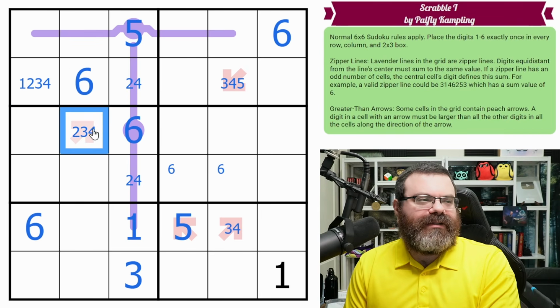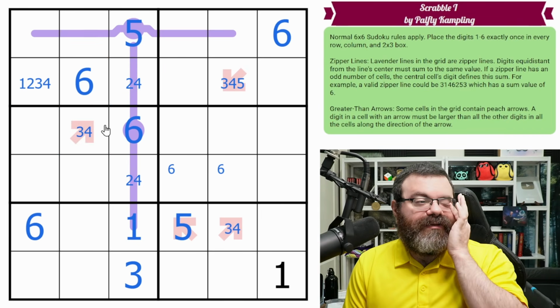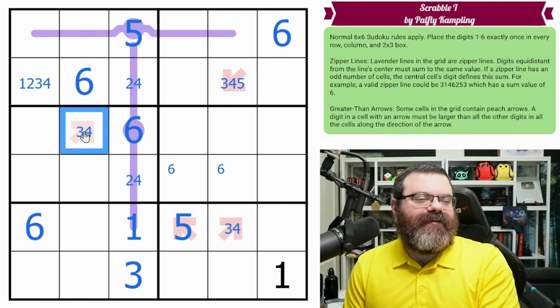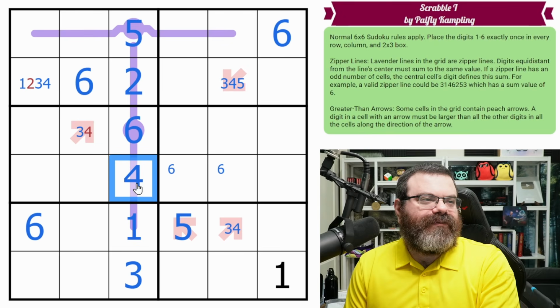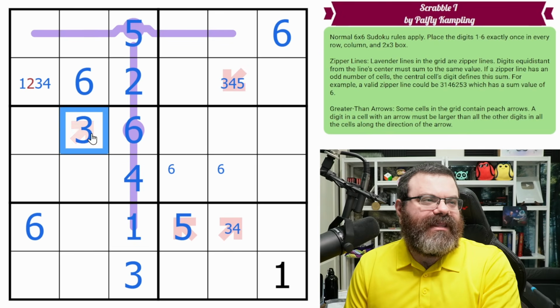And this can't be a 1 or a 2 because it has to be bigger than this 2, 4. So it's not a 3, 4. Oh, so this can't be a 5, which means this can't be a 4. So we've resolved our 2, 4 pair. I figured it would resolve that way. That makes this a 3, meaning this is 1 or 2.